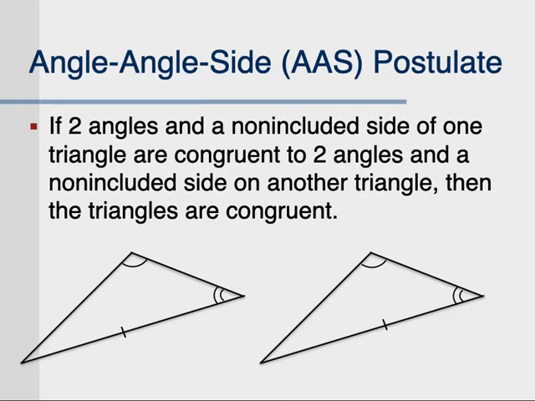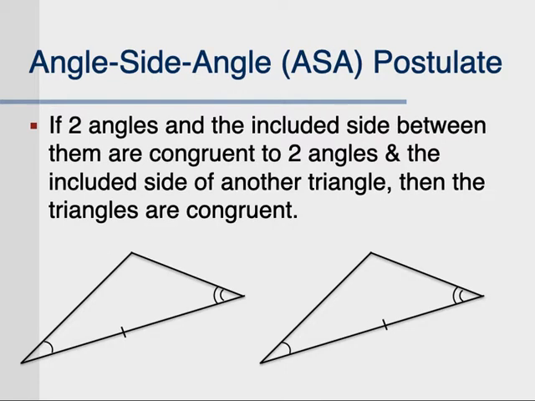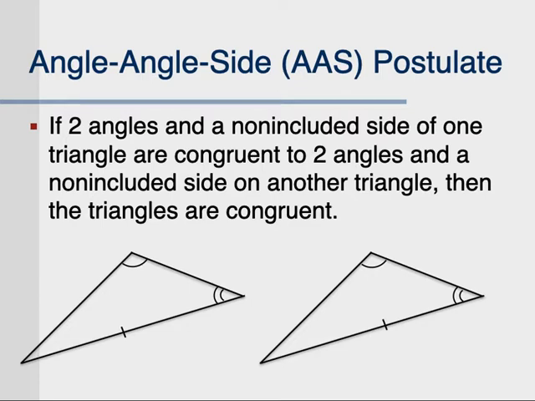Now, here's the confusing bit for a lot of people. When you compare this theorem with the one before, ASA, both postulates are saying that if you have two pairs of matching angles and one pair of matching sides, that's enough to prove your triangles are congruent. There's a very subtle difference between them, and that's where the pair of matching sides are on the triangle in relation to the pairs of matching angles.